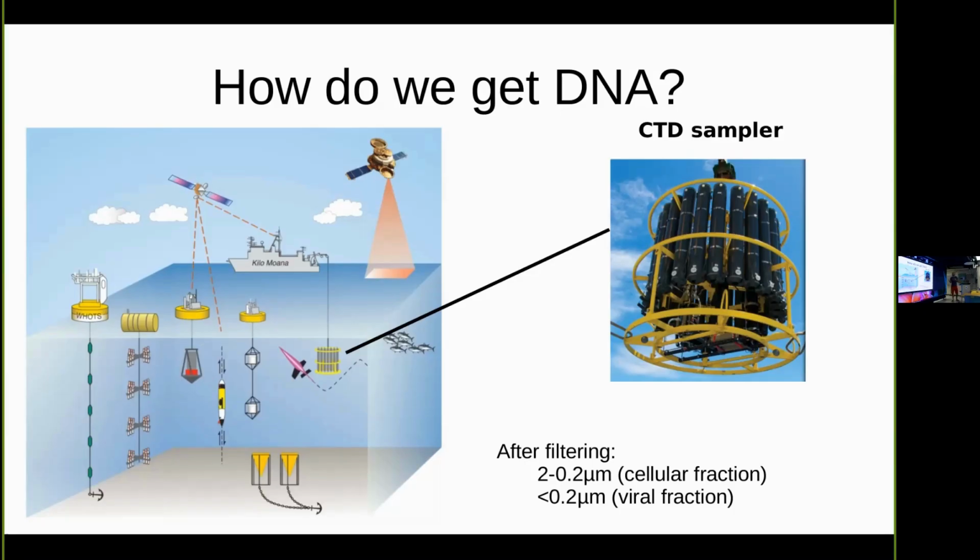And with that water, afterwards, we filter it and we sequence it to get the DNA that was in the water. We have two size fractions, the very small one called the viral fraction, and a little bit bigger one called the cellular fraction. So it's still small, right? It's on the order of magnitude of the micrometer.